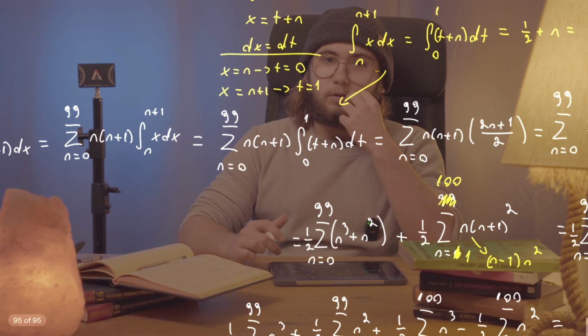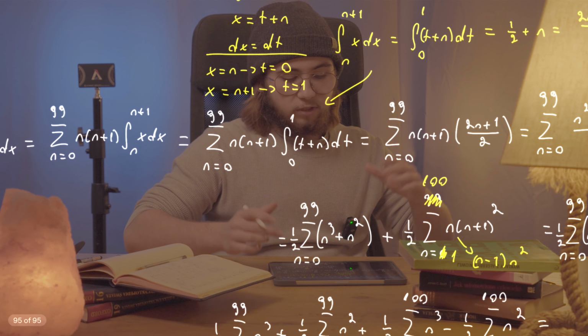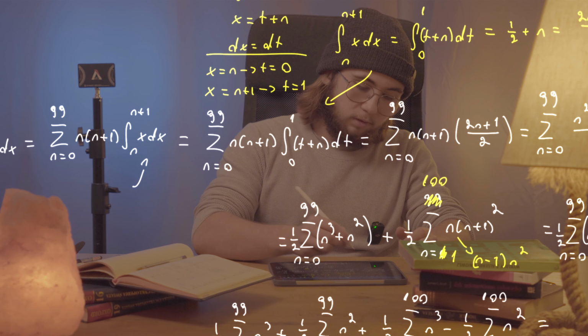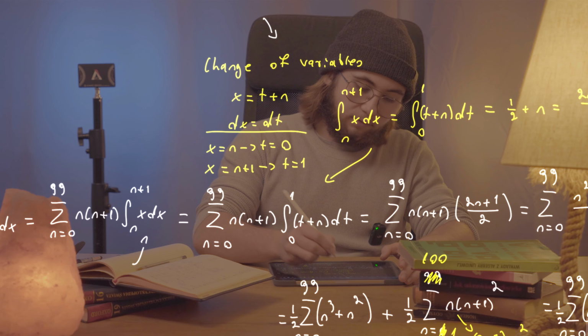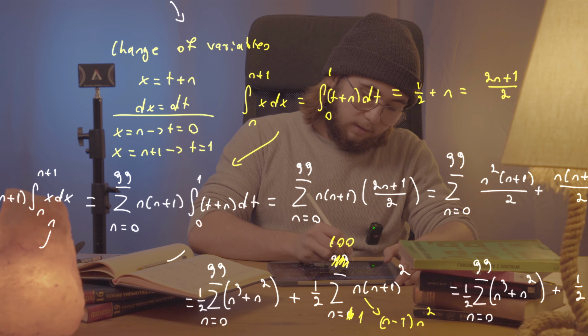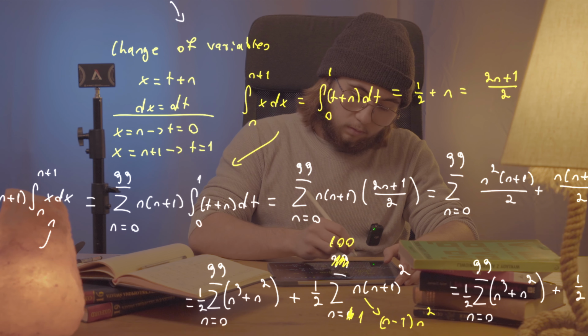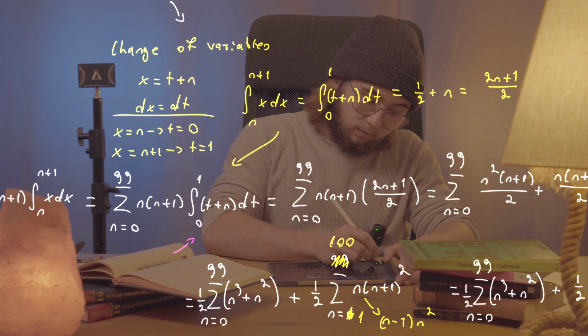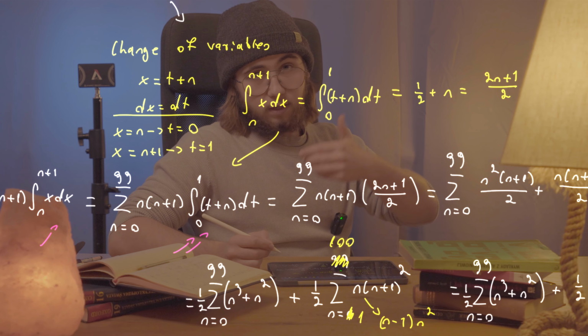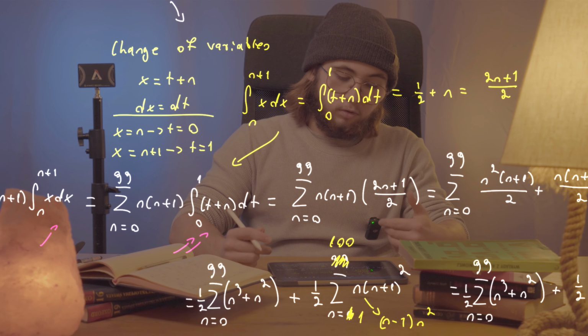Then we wanted to get rid of those n's in the lower and upper bound of the integral right over here. So we changed variables. After changing variables, we got that really cute integral from 0 to 1 of t plus n dt, which was pretty easy to calculate.